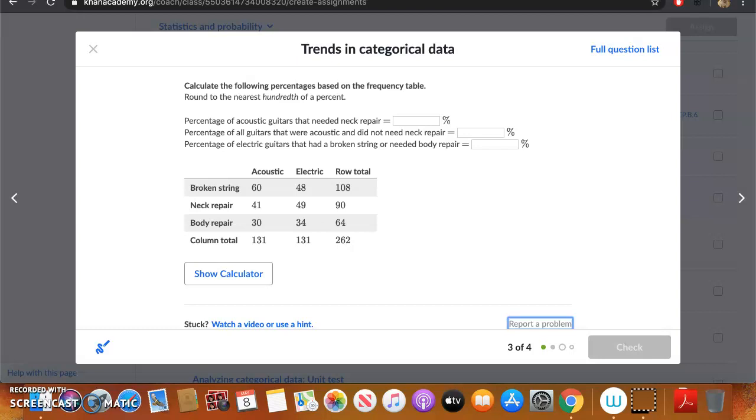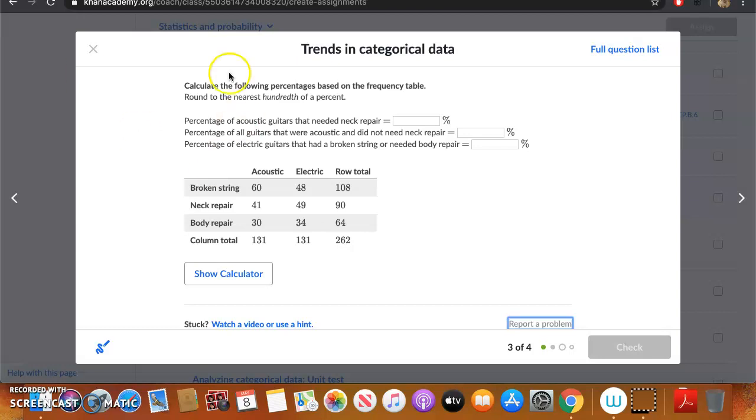Hi everybody. So today we're going to be looking at some problems that deal with trends in categorical data. And this first problem says the following. Calculate the following percentages based on the frequency table. Round to the nearest hundredth of a percent.